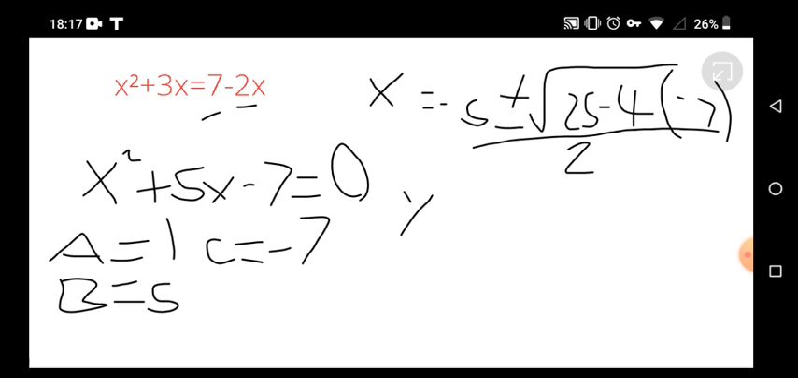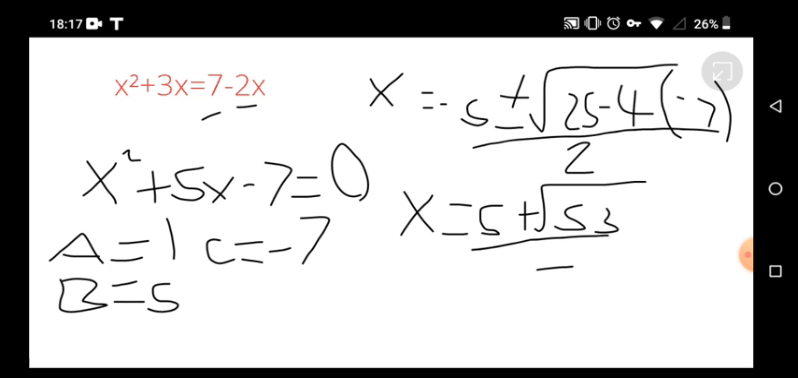So x, I'm going to write as my answers, is minus 5 plus root 53 over 2. Or we can get x is minus 5 minus root 53 all over 2. Okay, there are two answers, and that's about it, really.